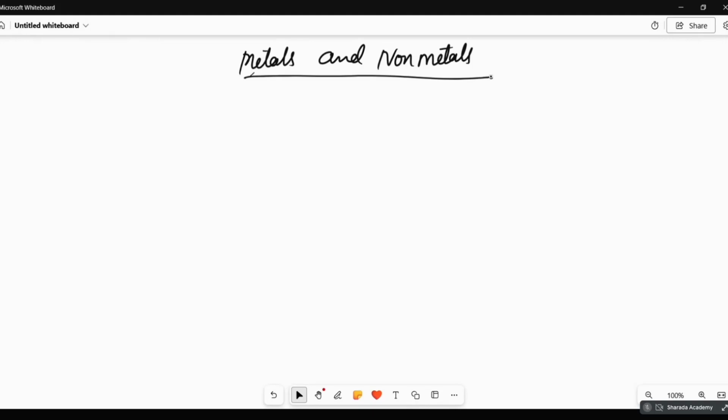Most metals are lustrous in nature. They are good conductors of heat and electricity. Since they are good conductors of heat, they are used in utensils. Otherwise, you can't cook food. They are good conductors of electricity also. That is why we use them in wires, for example, copper wires.